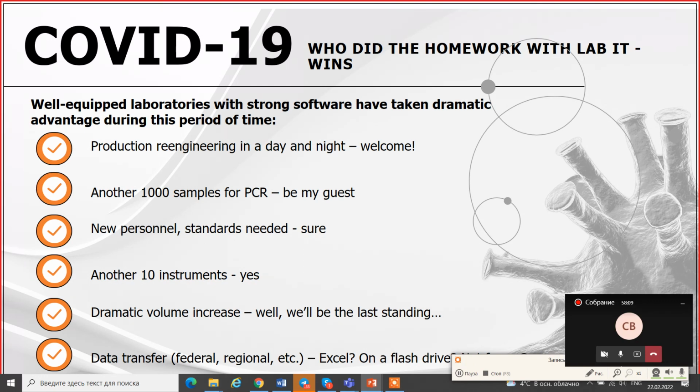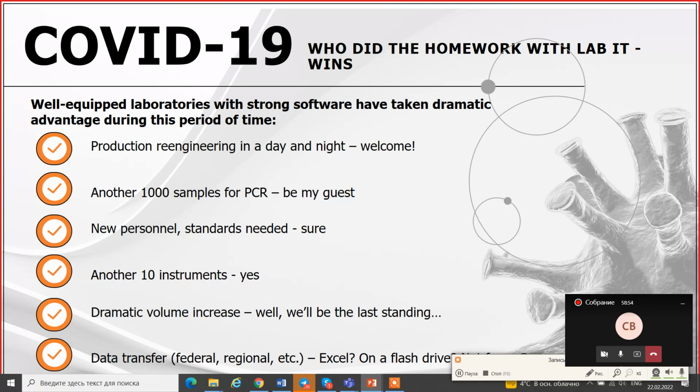Another 10 instruments. It's very funny when you have completely new divisions of PCR or immune enzyme analysis for COVID-19, and the customer usually calls you and says, we need another 2,000 instruments installed. Okay, we say, and when? Yesterday! And okay, but it's possible. Because without a proper IT system, even a dozen instruments would be a problem. Nothing changes. Dramatic volume increase. It's terrible, usually. It's very, very hard to solve, but with a good lab, you'll be the last man standing.